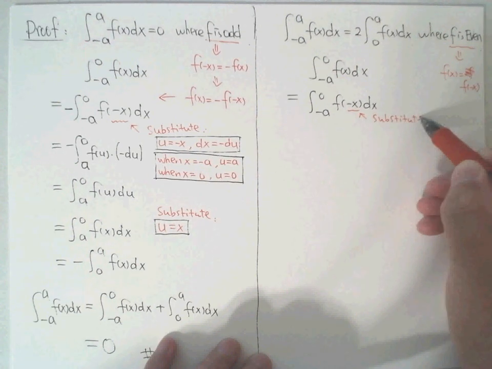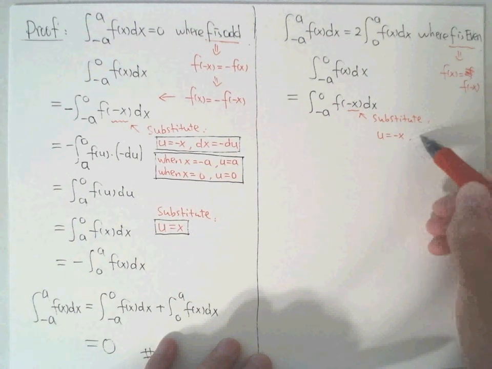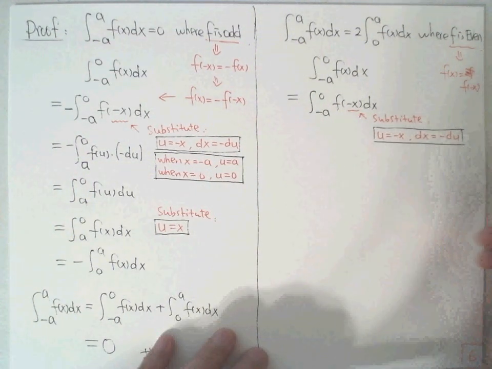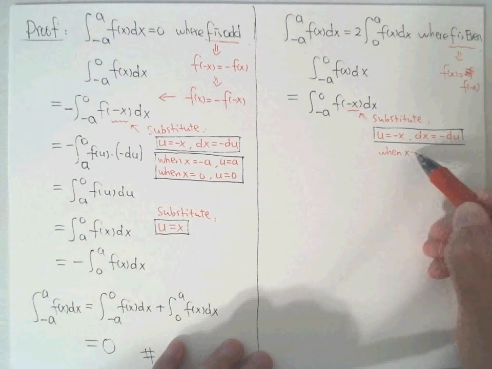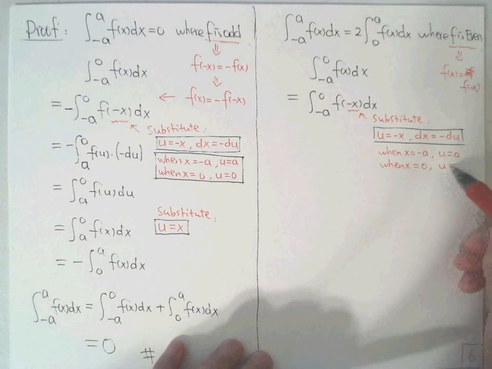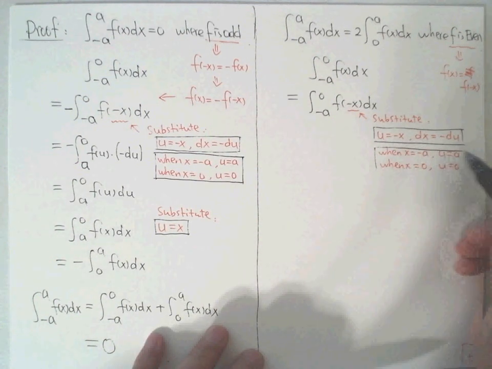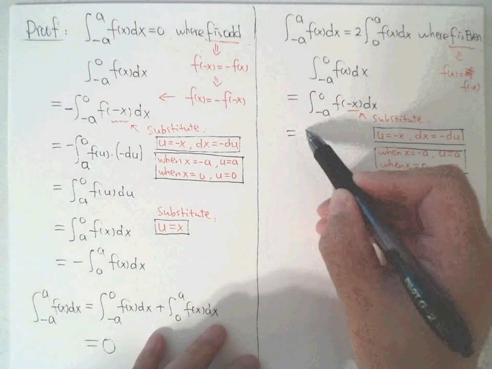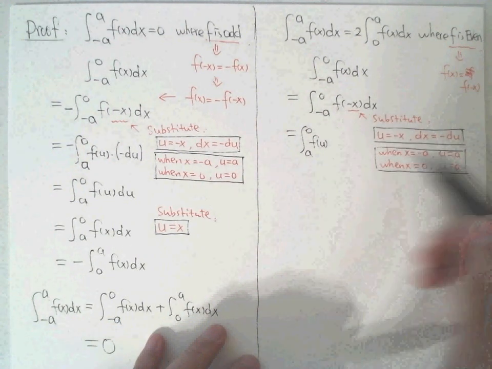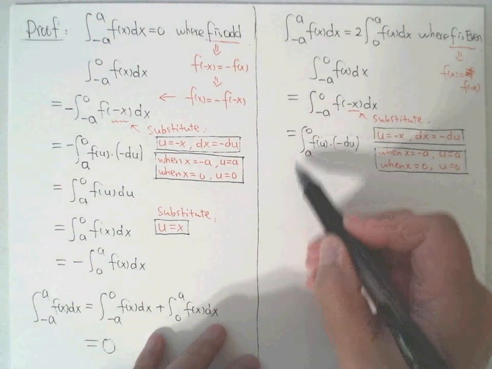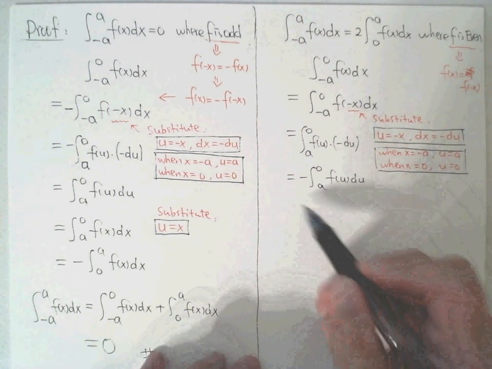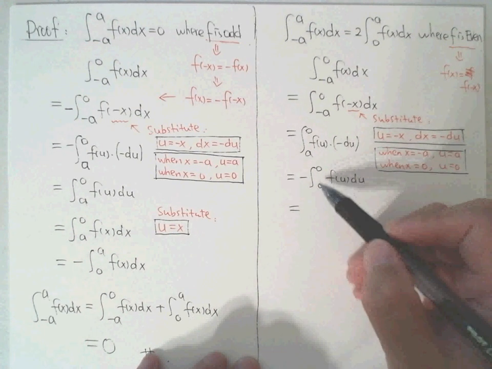Then I can do a substitution. We use u equals negative x. The same as before, dx equals negative du. First the substitution, and then we look at the limits. When x equals negative a, u equals a. When x equals 0, u equals 0. So we find the new limits, and then just plug in. This equals a to 0 f of u, and dx is negative du. Taking the negative out, it is negative a to 0 f of u du.